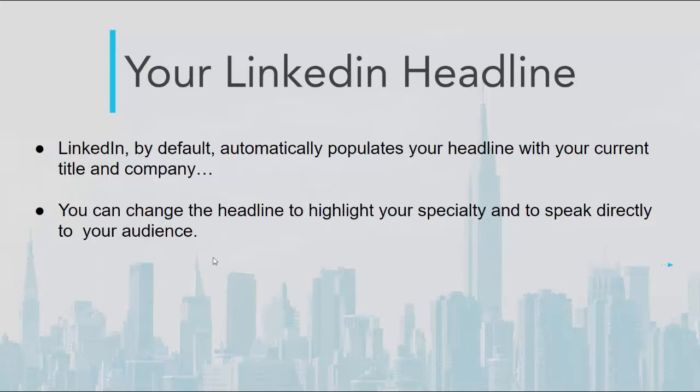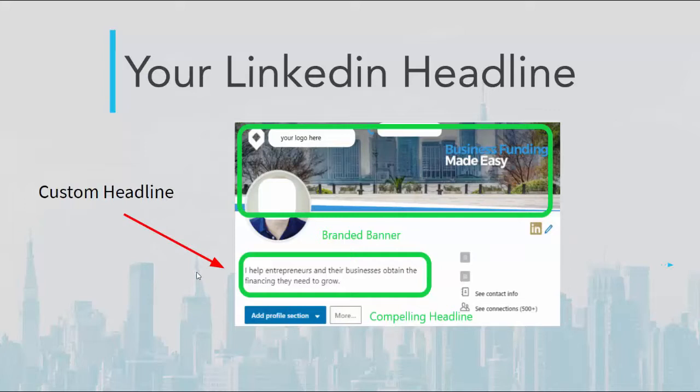So this is an example here of a headline that tells people exactly what this particular individual does. So I help entrepreneurs grow their business. I help entrepreneurs and their businesses obtain the financing they need to grow. So that is a perfect example of people landing on this particular profile and then knowing exactly what this individual does and how they can help them.